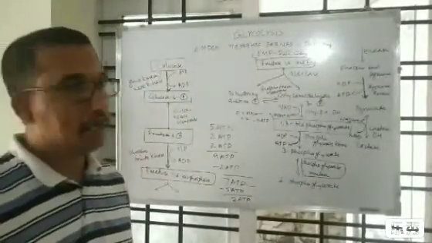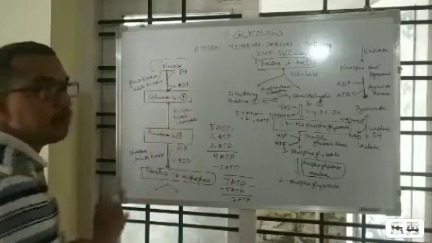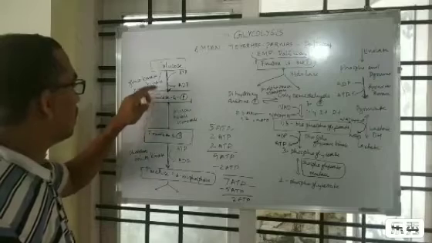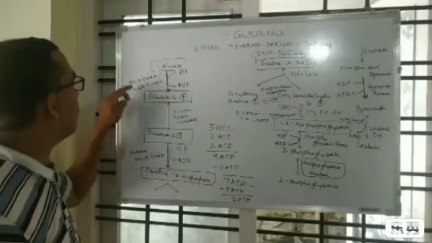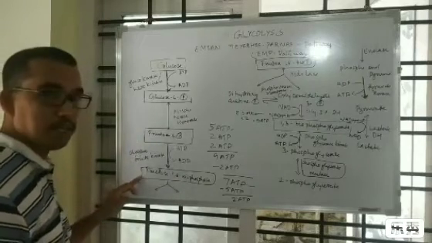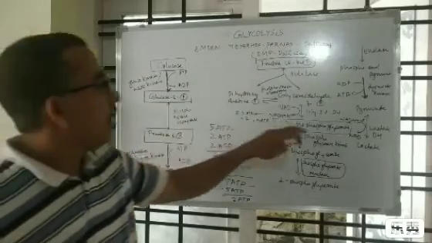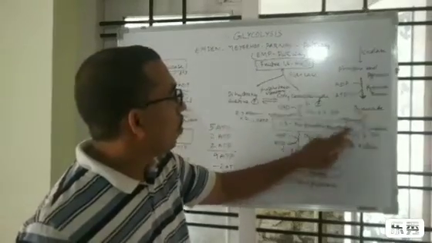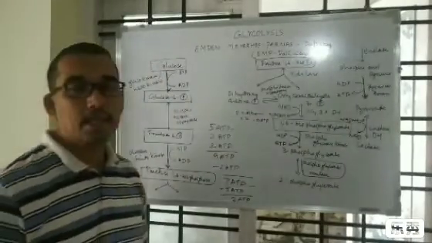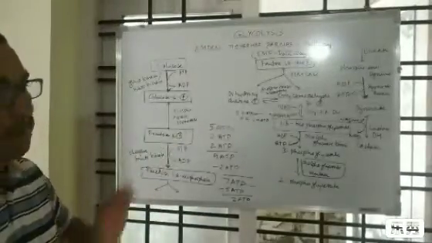Coming to the regulation, we have discussed that there are 3 irreversible steps in glycolysis. They are glucose to glucose 6-phosphate by the enzyme glucokinase or hexokinase, then fructose 6-phosphate to fructose 1,6-bisphosphate by the enzyme phosphofructokinase, and then phosphoenol pyruvate to pyruvate by the enzyme pyruvate kinase. These three are the irreversible steps involved in glycolysis.